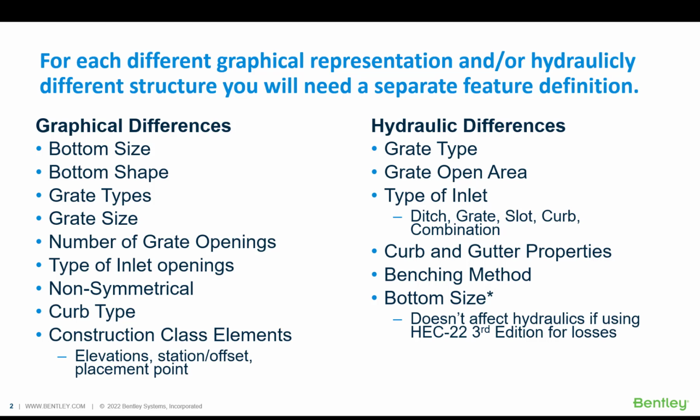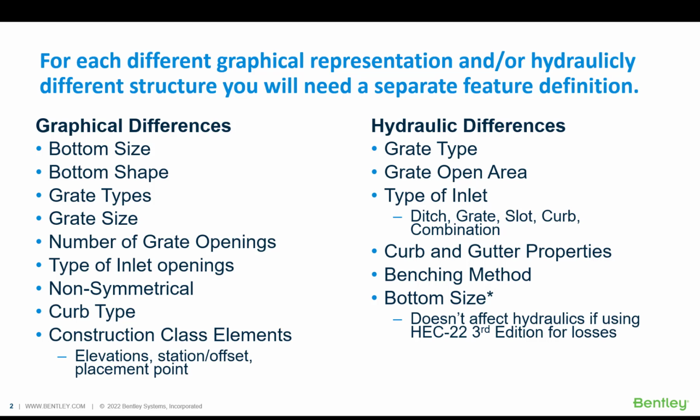You may also choose to only model circular structures and not rectangular. Or if you have a certain inlet that can use different curb types, just use the most common curb type to represent the graphical model. Now, doing so, you need to realize that you are sacrificing the graphics. So your 3D model is not going to be as accurate as it would be if you had a separate feature definition for each type of structure.